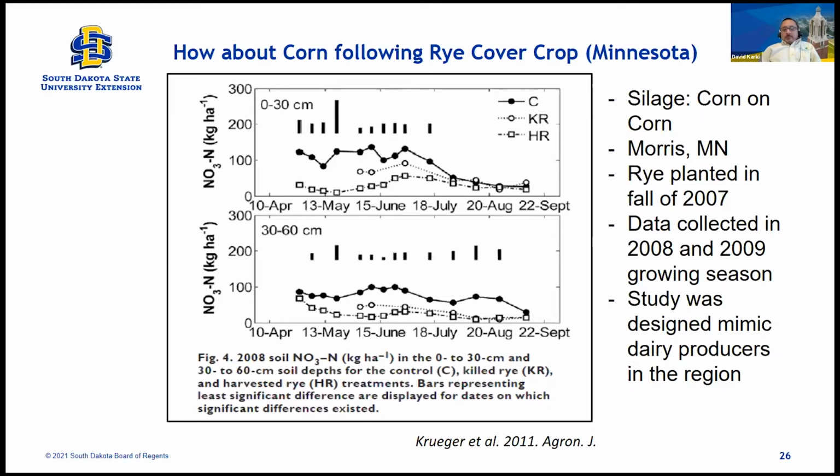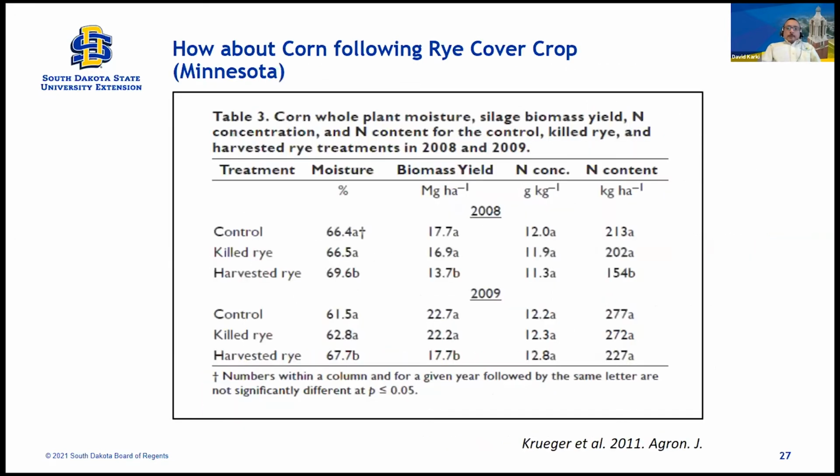So they also had 3 treatments: control, rye that was harvested two days before planting corn, and rye that was killed 2 weeks before planting corn. So similar result, and the silage yield, or the corn biomass, was significantly lower where the rye was harvested 2 days before planting corn. So corn doesn't fare as well after rye as soybean does.